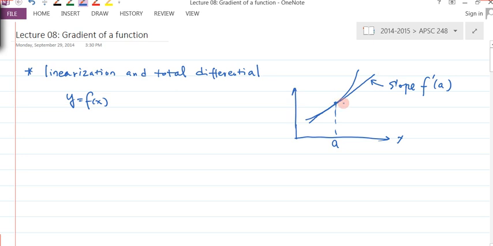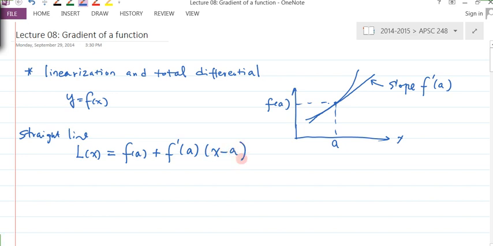So this straight line passes through x equal to a, and this is f of a. The straight line passing through this point with this slope, we're able to construct this straight line here. So that straight line equation is what? I'm not going to use y, maybe I'll use a slightly different symbol. L of x equal to f of a plus the slope multiplied by x minus a, right? This is the line equation for this one here. So this line can be used to approximate this curve at location x equal to a.